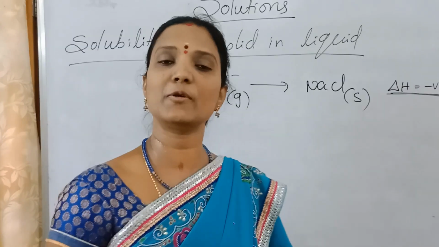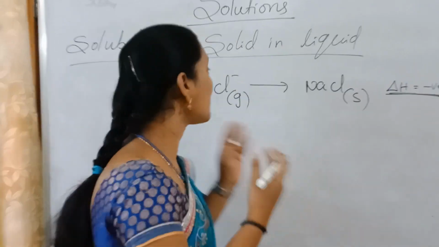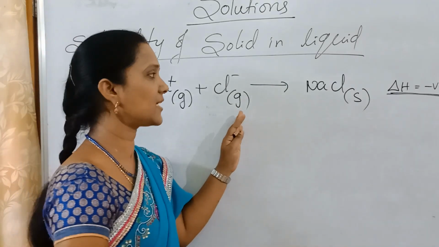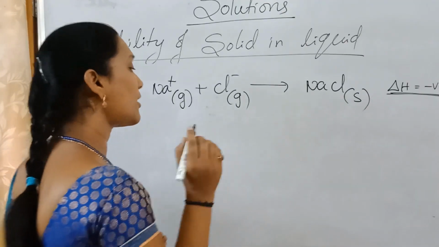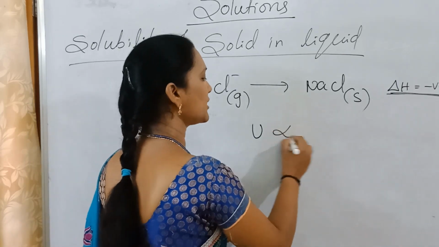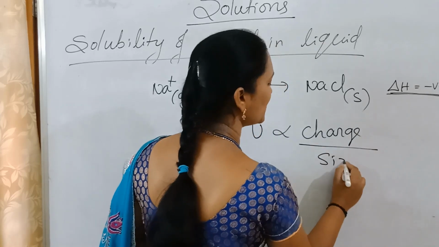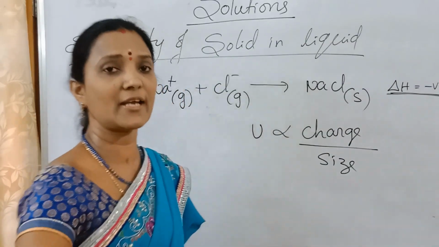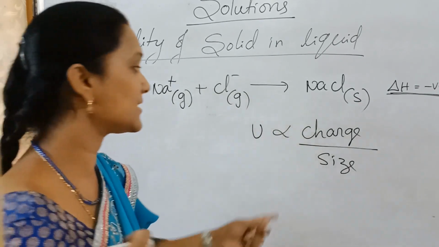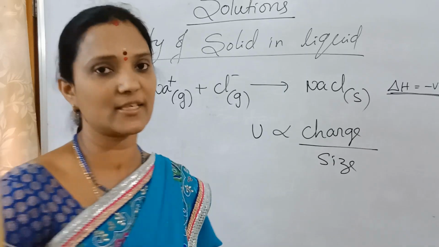So the amount of energy released during the formation of 1 mole of crystal lattice from oppositely charged gaseous ions is the lattice energy. This lattice energy is generally represented by U. Lattice energy is directly proportional to charge and inversely proportional to size. As the size of the ions increases, lattice energy decreases, and as charge increases, lattice energy increases.